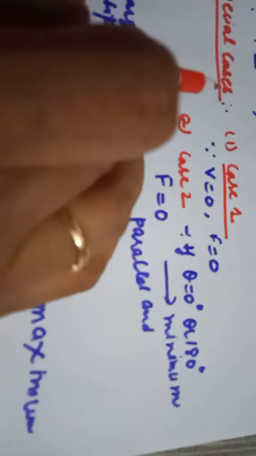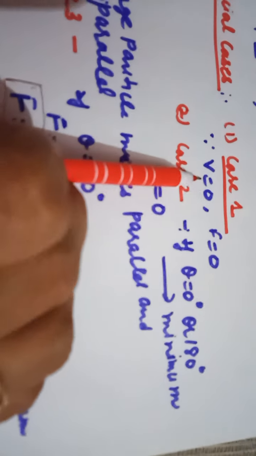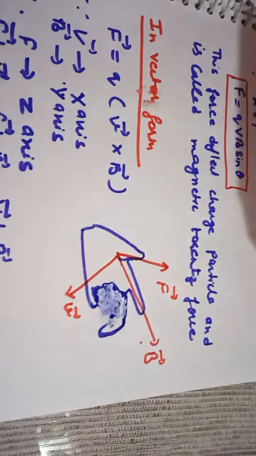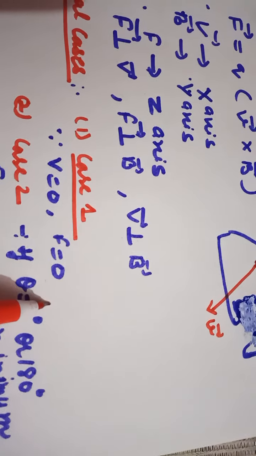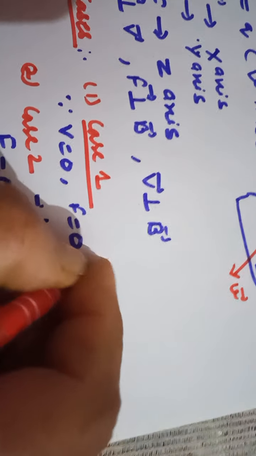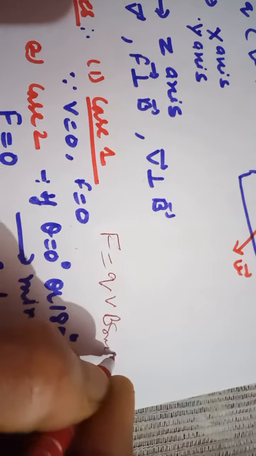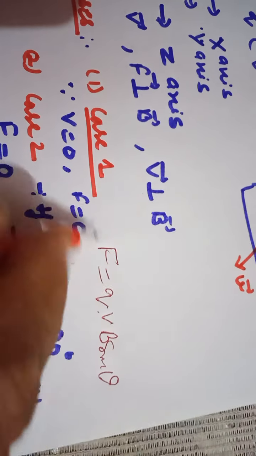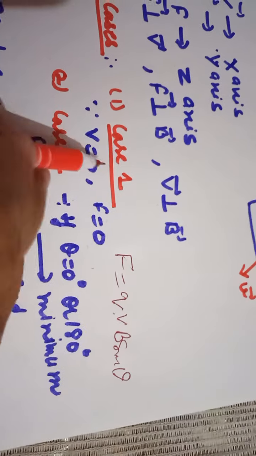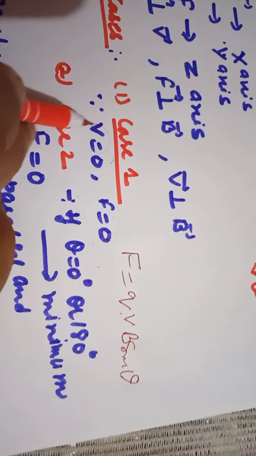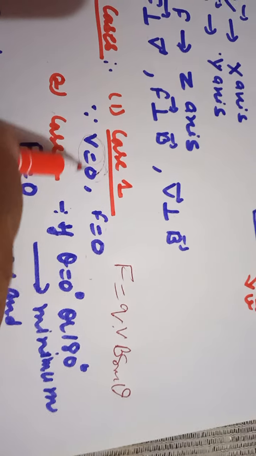Case 1, V is equal to 0. When V is equal to 0, according to the formula F is also equal to 0, because we have F is equal to QVB sin theta. So if V is 0, F is also 0. In this case, a stationary charge particle will not experience any force in the magnetic field.